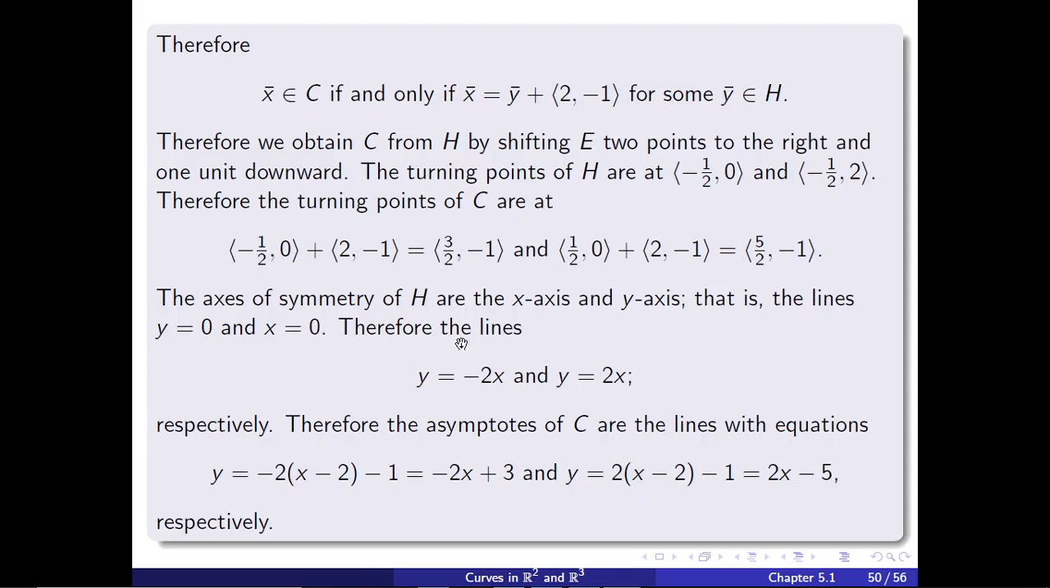Therefore the lines y is equal to minus 2x and y is equal to 2x become the new asymptotes, right? So therefore the asymptotes of C are the lines with equations y is equal to minus 2x minus 2 minus 1, and y is equal to 2x minus 2 minus 1, so we get those two equations as the asymptotes.